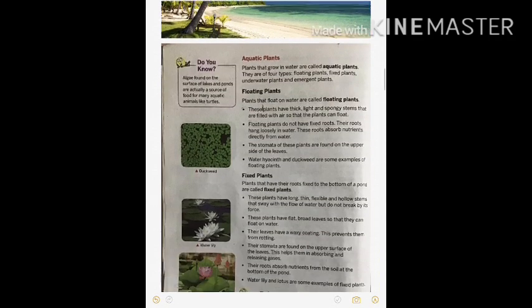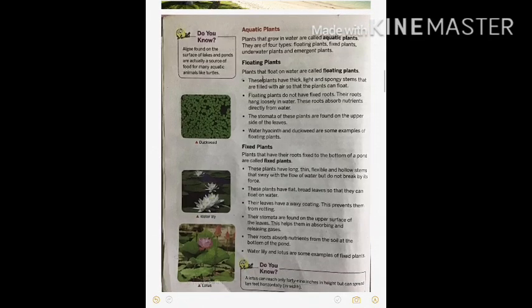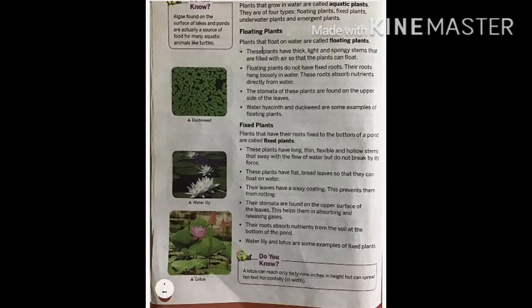So today we'll study about aquatic plants. Aquatic plants are the plants which grow in water. I will just underline it for you, which grow in water. These plants are called aquatic plants. Now aquatic plants are of 4 types: floating, fixed, underwater and emergent plants. The word aquatic means, aqua means water, that's why the name is given. Aquatic plants means something growing in water.